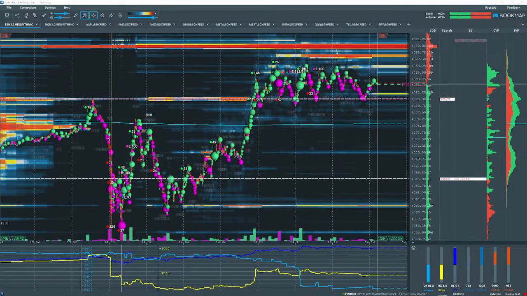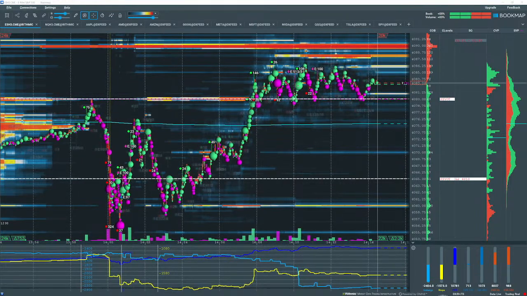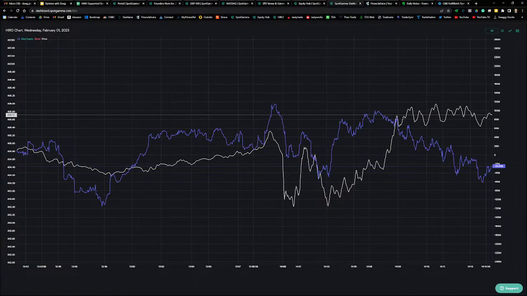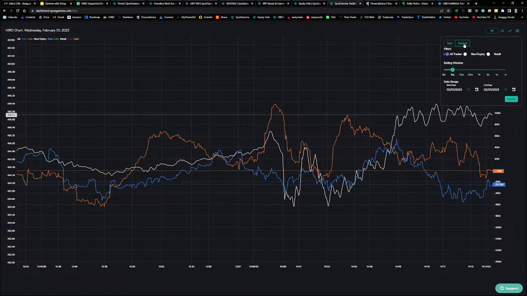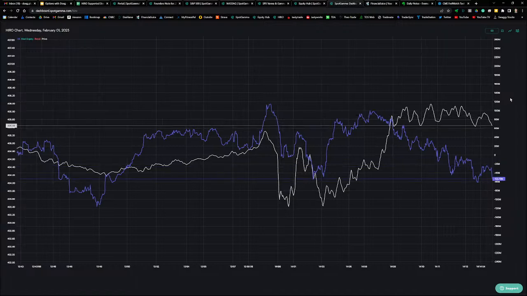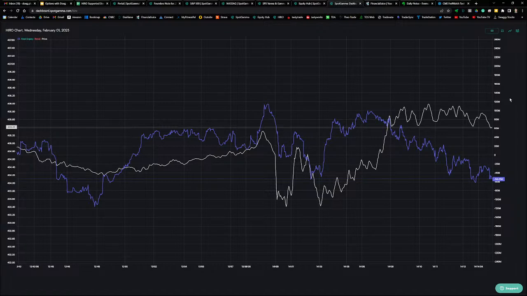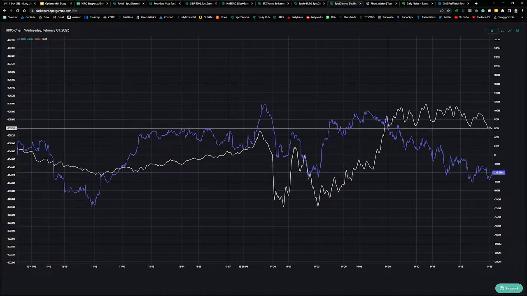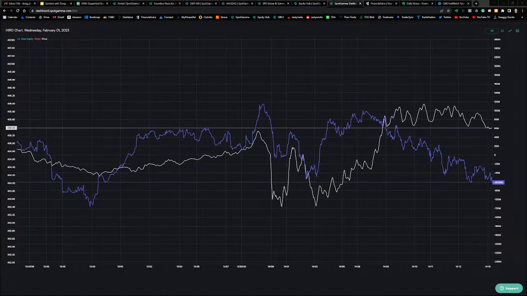Let's go back and see what options traders are doing. So still fading the move. Buying puts, selling calls. And just so everybody's clear, the white line here is price, and the purple line is combined options trades for SPY and SPX. And it's going to be mostly SPY. So still waiting to see if price responds to these options trades.